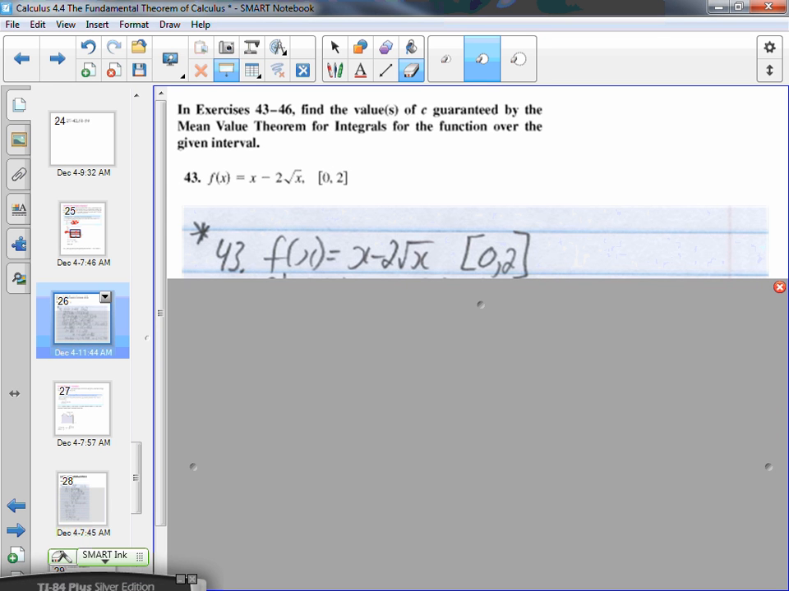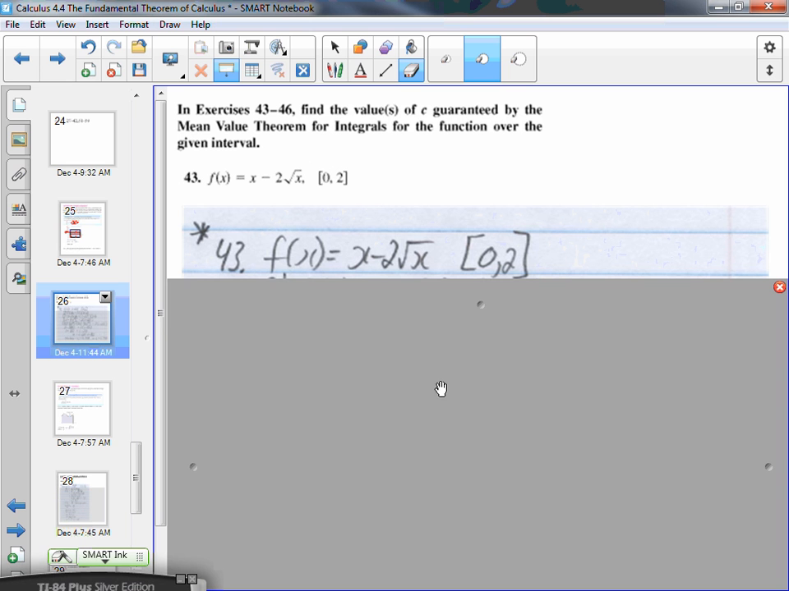I'm on page 291. Good old page 291. Number 43. Find the value or values, because there could be, depending on the shape of f of x, more than one place where you get that rectangle. Find the value or values of c guaranteed by the mean value theorem for integrals for the function over the given interval. So on 43, our f of x is x minus 2 times the square root of x, and our interval is from 0 to 2.